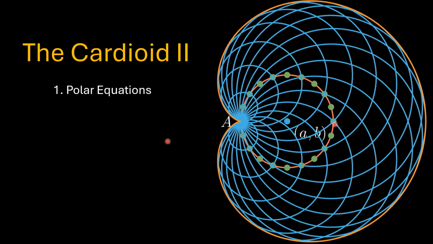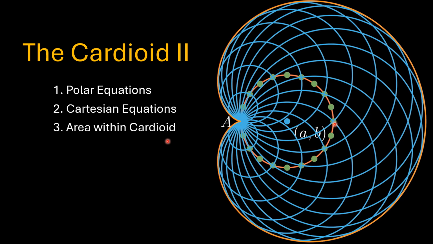Today, we'll move forward and look at the polar equations. We'll then derive the Cartesian equations from the polar equations. And then we'll also look at how we can derive the area within a cardioid and how that relates to the base circle. And lastly, we'll look at the perimeter of a cardioid and how also that relates to the base circle. So I hope you enjoy this session today.